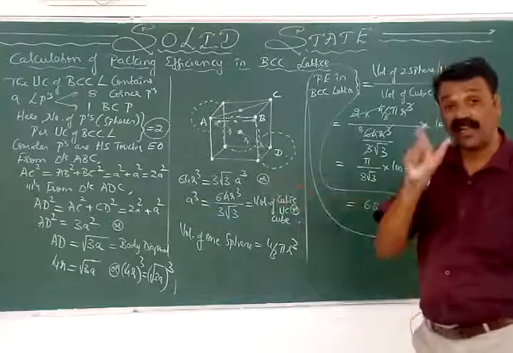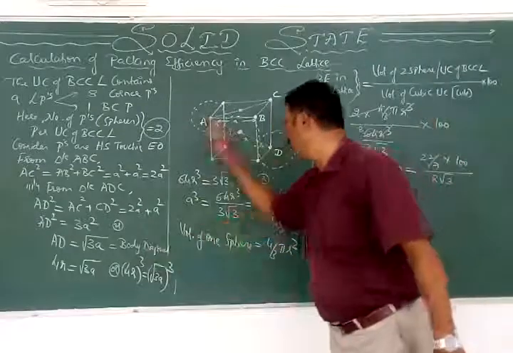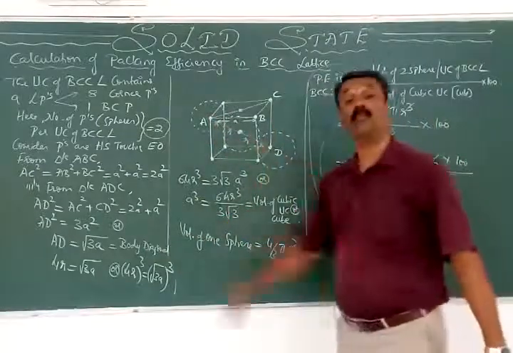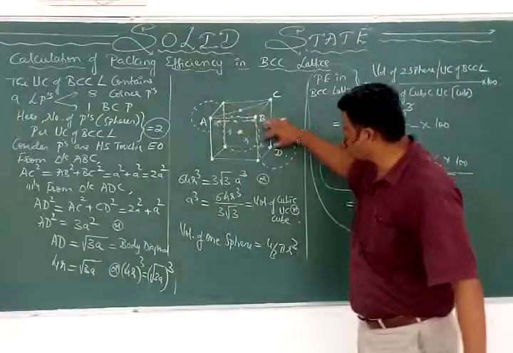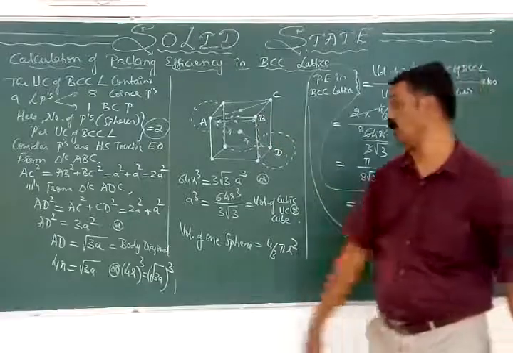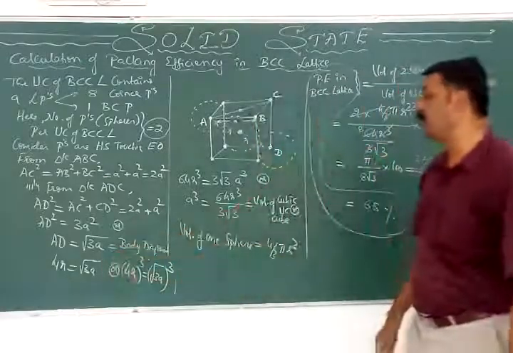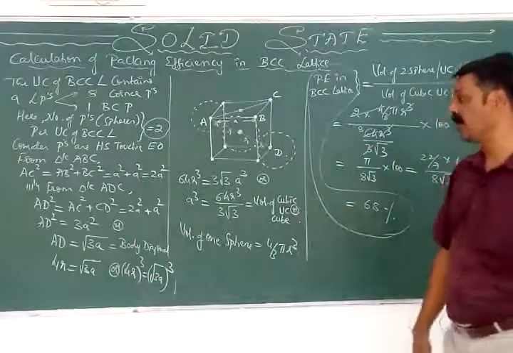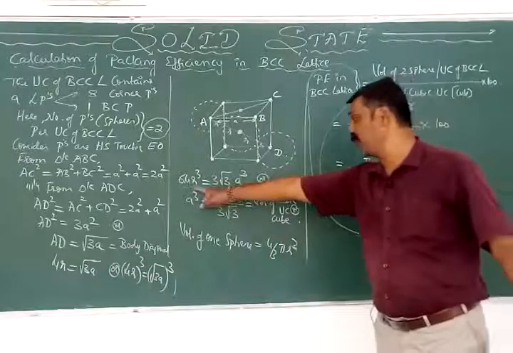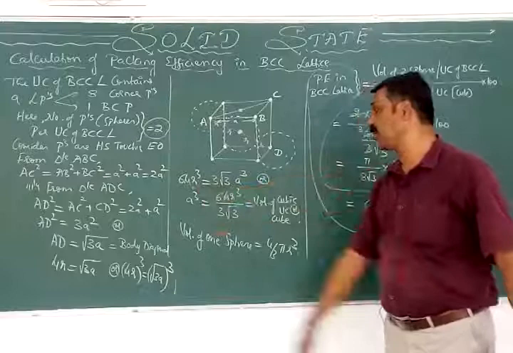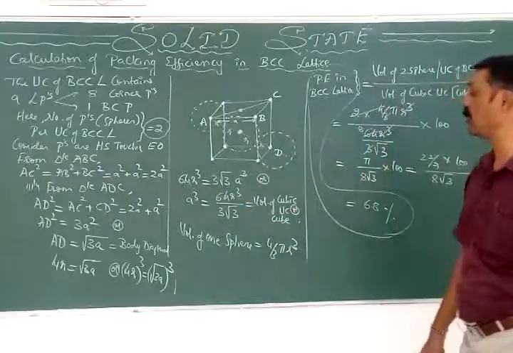That AD is called the body diagonal. And what is the value of the body diagonal also? This is R, this is R, this is R, this is R. Totally how many R's do we have? 4 R's. Therefore, 4R is equal to root 3 into A. On cubing both sides, it becomes 4R cube is equal to root 3 into A cube, that is, 64R cube is equal to 3 root 3 into A cube.